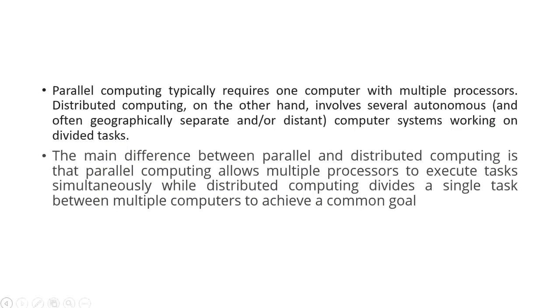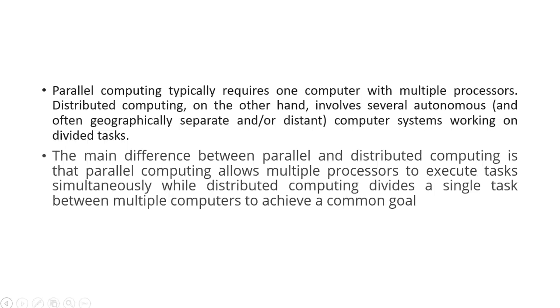Parallel computing typically requires one computer with multiple processors, while distributed computing, on the other hand, involves several autonomous, often geographically separate computer systems working on divided tasks. But for a user, a distributed computer looks like one system, but it is not one system. And the main difference between parallel and distributed computing is that parallel computing allows multiple processors to execute tasks simultaneously, while distributed computing divides a single task between multiple computers.